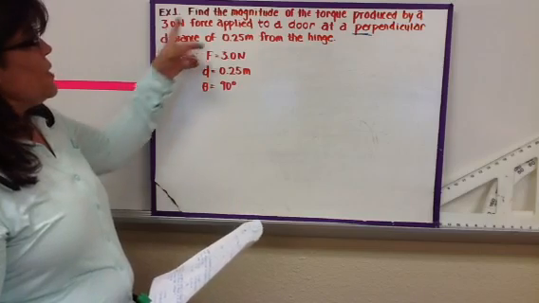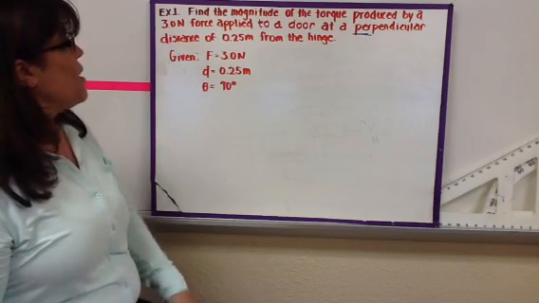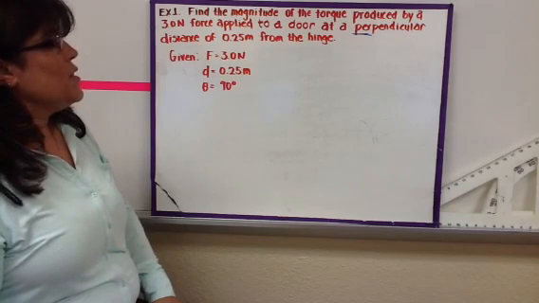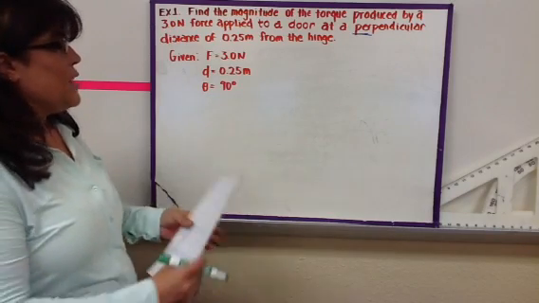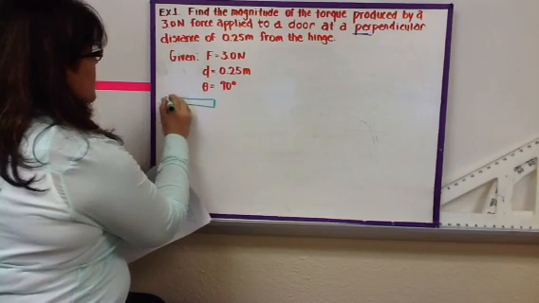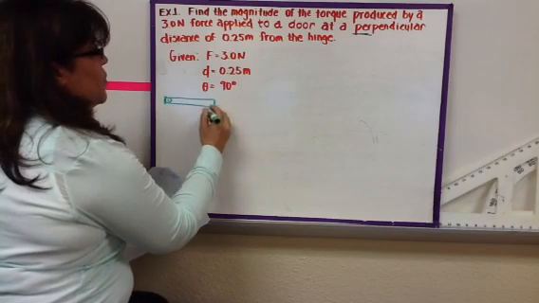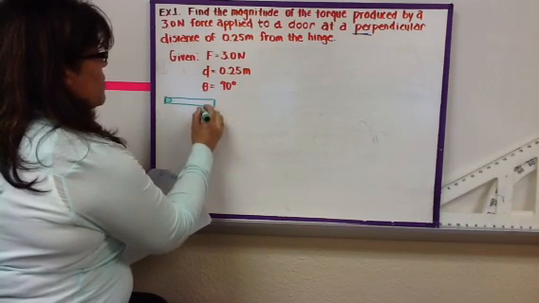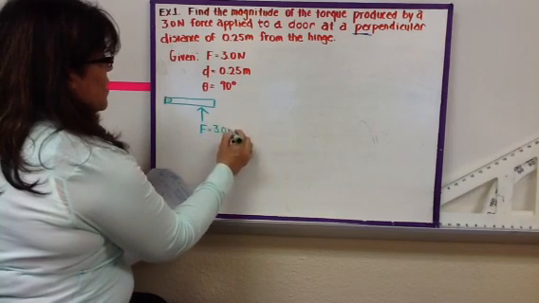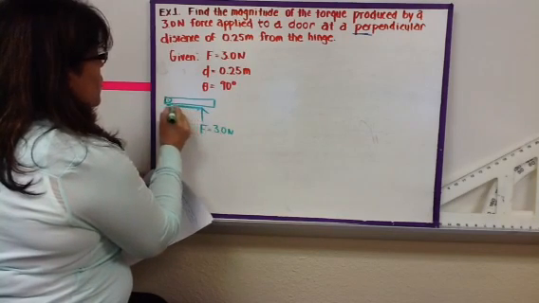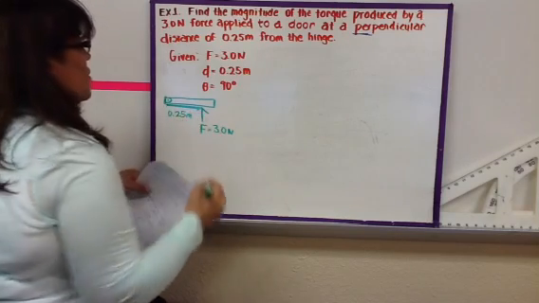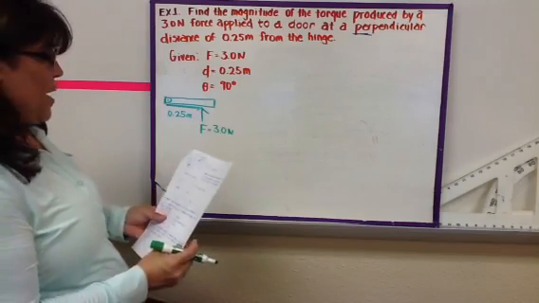So our first example is find the magnitude of the torque produced by a 30 Newton force applied to a door at a perpendicular distance of 0.25 meters from the hinge. Okay, so if you can kind of picture, this is the top view of the door right here. This is the hinge of the door, and someone's going to push it. If the hinge is here, so maybe there's a force right here. The force is 3 newtons, and the distance from the hinge to the force is 0.25 meters. Okay, so we want to know, well, what is the torque that is produced by that?